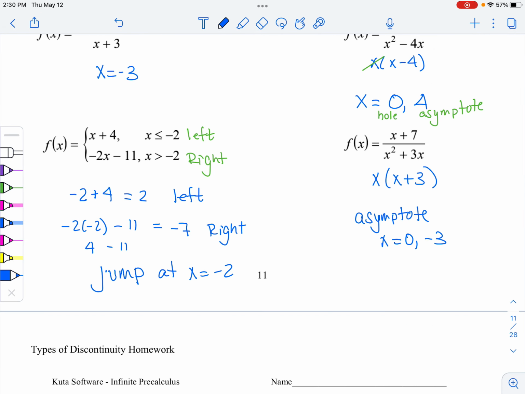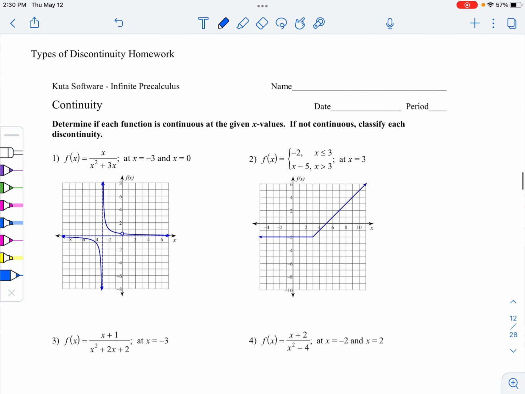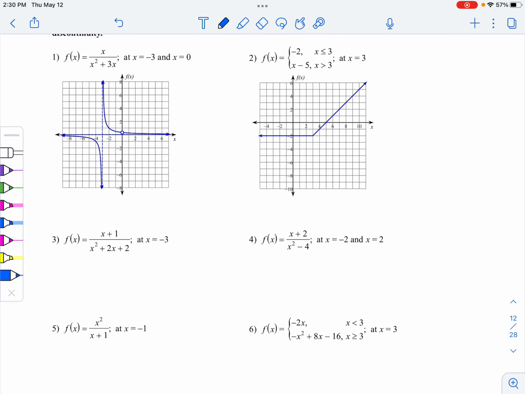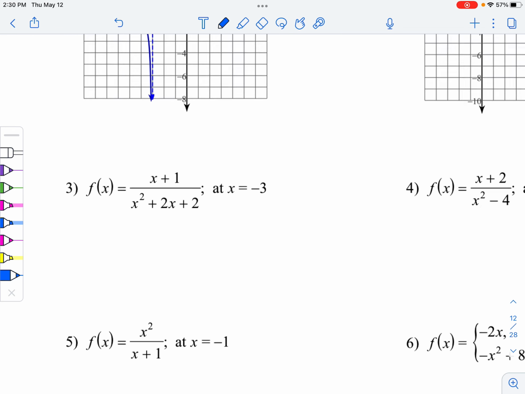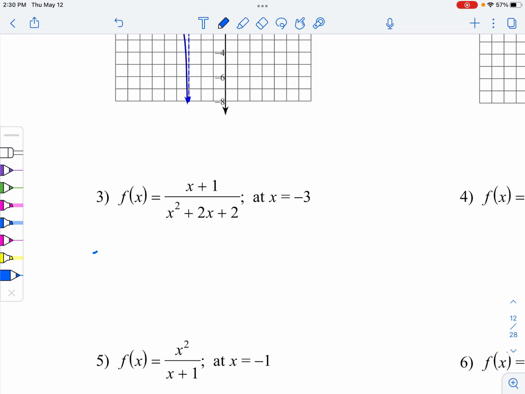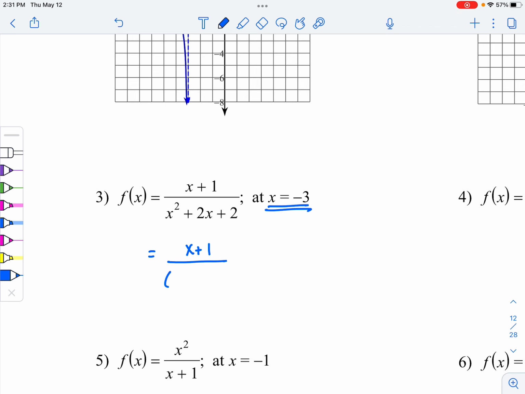So looking at this homework, all you guys have to do is kind of identify what type of discontinuity it is. And you are looking at specific spots and telling me whether it's a hole, a jump, or an asymptote. So something like this question, I just want you to understand what we're saying is essentially I'm saying, do you have an issue at x equals -3? So if I did this question, I would have x plus 1 in my top. I would factor the denominator. The denominator does not factor.